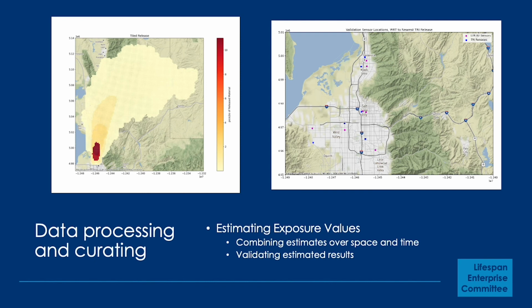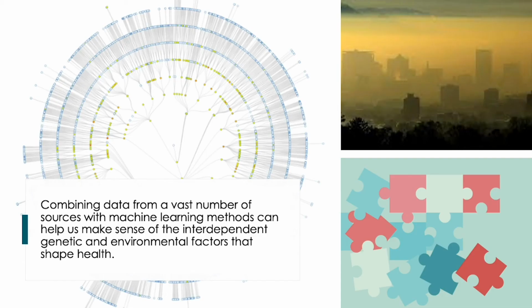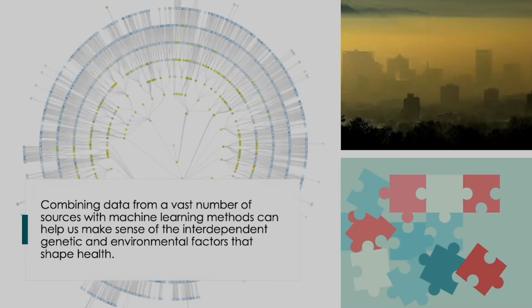Many different exciting things are happening in this field right now, and I am very excited to see what happens in the next few years in identifying how the environment leads to health outcomes. In conclusion, health development is complex and involves both genetic and environmental factors and their interactions. Combining data from a vast number of sources with machine learning methods can help us make sense of the interdependent genetic and environmental factors that shape health. By embracing this complexity, we can come up with new ways to both prevent disease and treat it once it occurs.